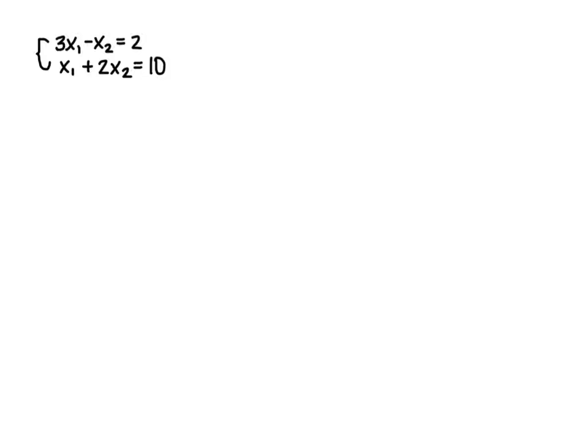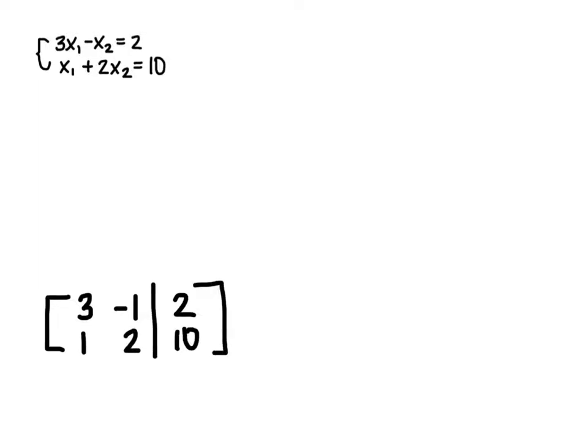How we're going to set up our matrix is that we're going to look at the coefficients of our first equation, and that's going to be my first row. So I know that my first row is going to consist of 3, -1, and 2. My second row is going to consist of the coefficients of my second equation, 1, 2, and 10. I'm going to put this line so that I can separate between my equations and my answers.